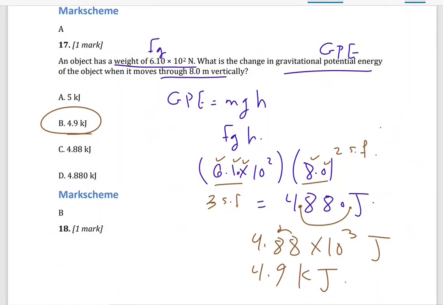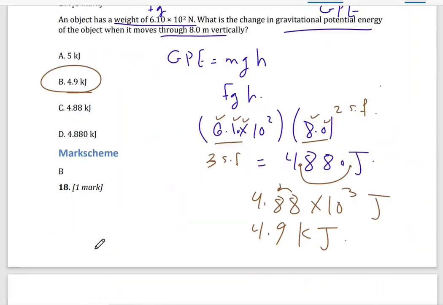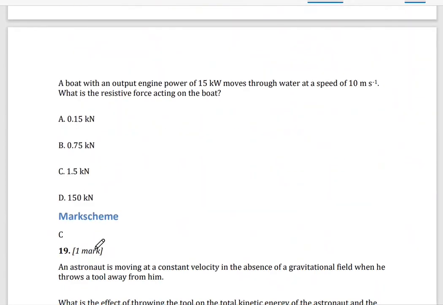Now, second question. Question 18. You have a boat with an outboard engine. The power is 15 kilowatt. This is P. It moves through water at speed. So the velocity is 10 meters per second. What is the resistive force acting on the boat?